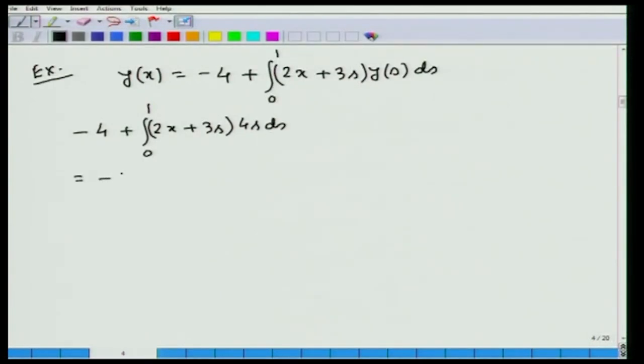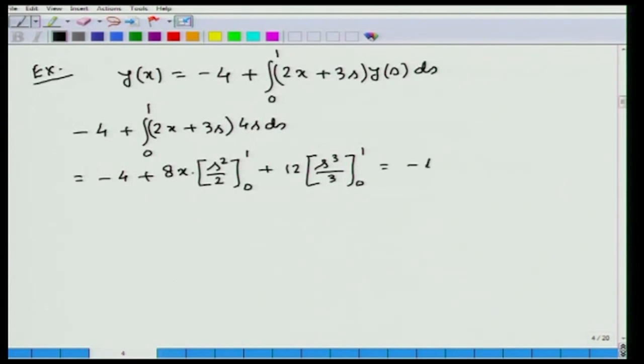After integration this will be minus 4 plus 8x times the integral of s, that is s square by 2 from 0 to 1, plus 12 times the integral of s square, that is s cube divided by 3 limit 0 to 1, and this will be equal to minus 4 plus 4x plus 4. So, this is equal to 4x only.